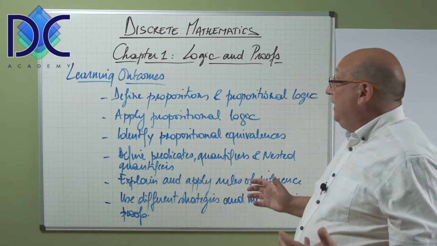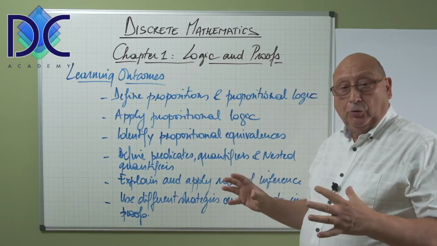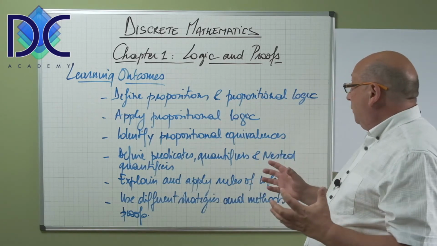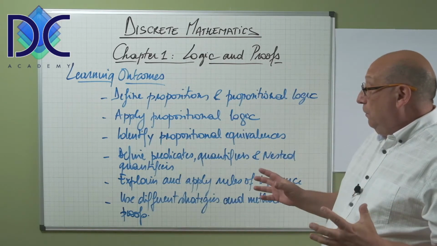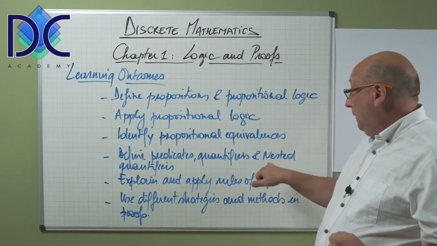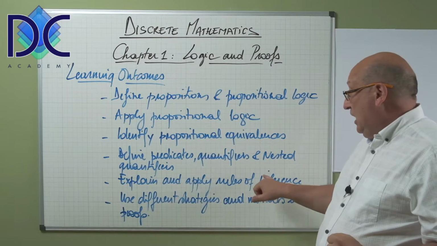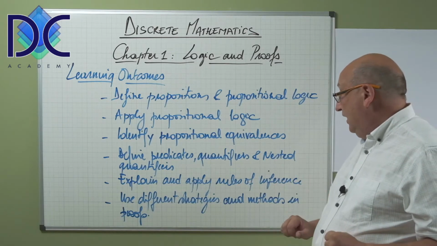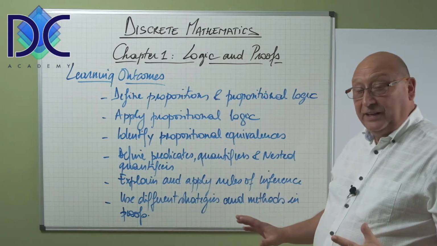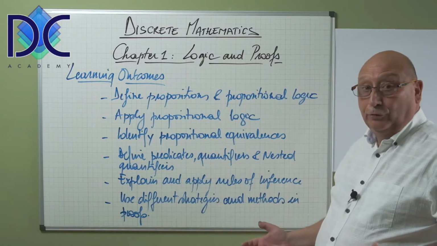Let's have a look at the learning outcomes of chapter 1. First of all, when you finish this chapter, you will be able to define what propositions are and what propositional logic is about. You will be able to apply propositional logic in examples and in systems. You will be able to identify propositional equivalences, define predicates, quantifiers, and nested quantifiers, explain and apply rules of inference, and finally use different strategies and methods in proofs.